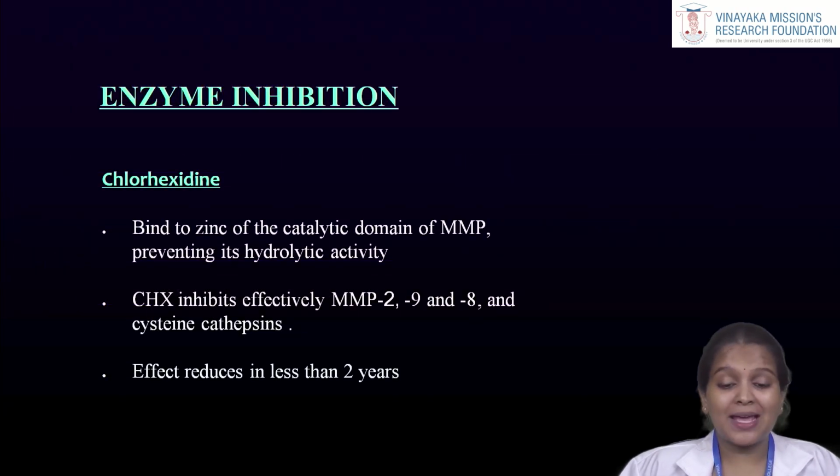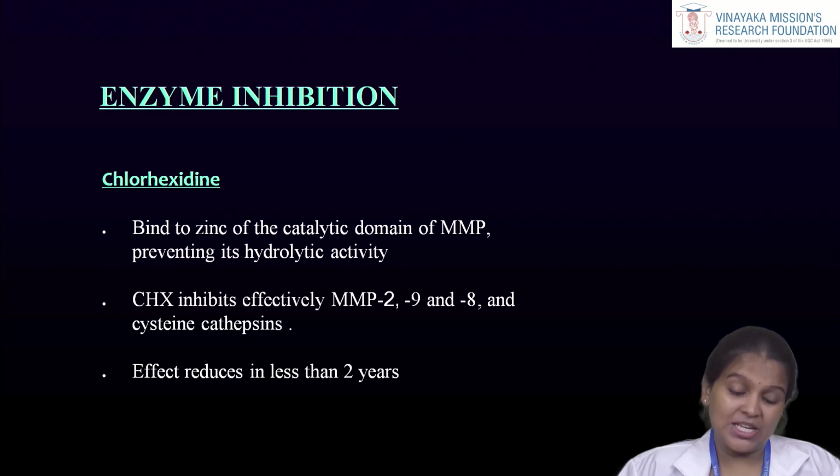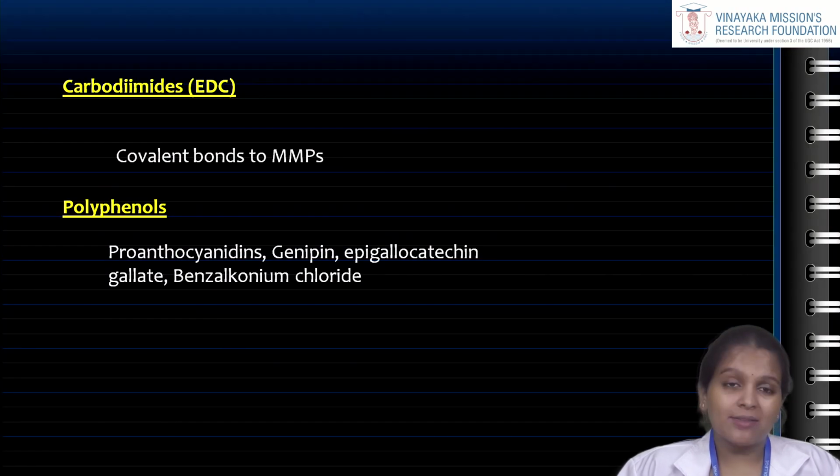The next strategy is enzyme inhibition. So one majorly studied product under this is chlorhexidine. Chlorhexidine is used in concentrations of 0.2 to 2%. It binds to the zinc of the catalytic domain of MMPs and prevents their hydrolytic activity. Here the major focus is on preventing the MMPs from attacking the collagen. So chlorhexidine effectively inhibits MMP-2, 9 and 8 and cysteine cathepsins. The effect of applying chlorhexidine is initially good, but over a period of 2 years it is reduced drastically. So other enzyme inhibitors that are used are again carbodiimides.